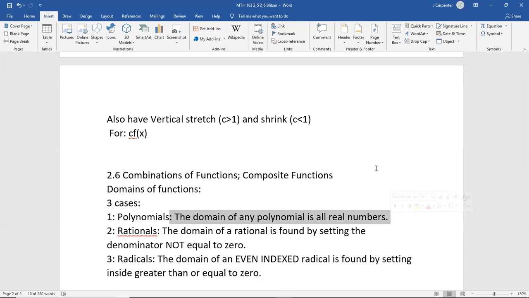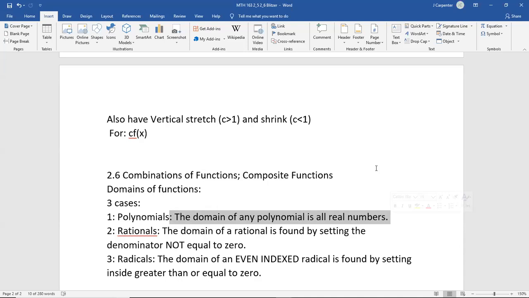It doesn't exist. You can plug in 0. You can plug in 1. You can plug in 5.7932. You can plug in negative 10 billion. You can plug in pi. You'll always get an answer. And getting an answer means it's in the domain. So polynomials are super short and easy. They're just a snap of a finger. I don't know if you heard that. I'll try it again. Snap of a finger. The answer is all real numbers.